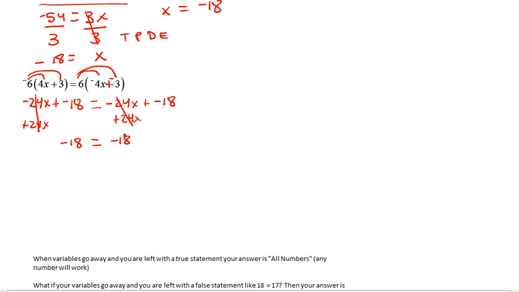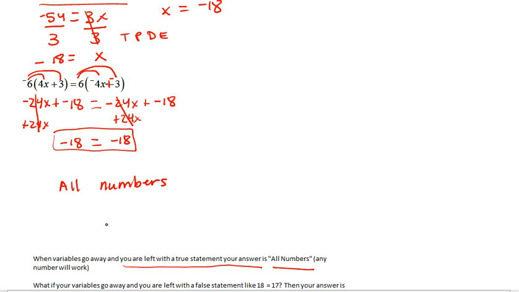When you have a situation like this, where your variables go away, and you're left with a true statement, negative 18 equals negative 18, then all numbers, or any number, will work. So my answer would be all numbers. Or for shorthand, you can write all numbers.